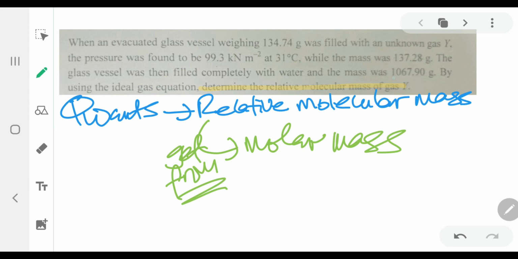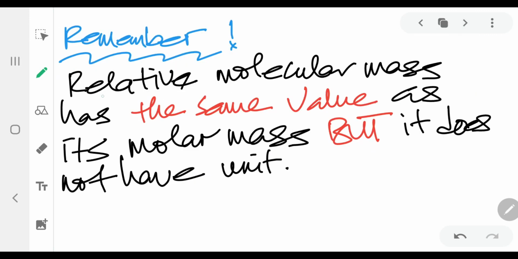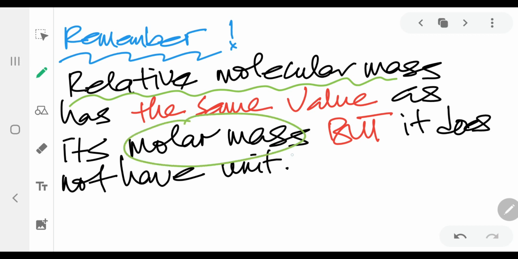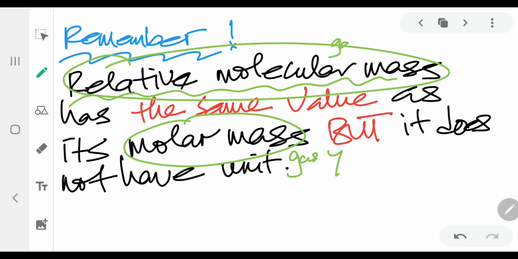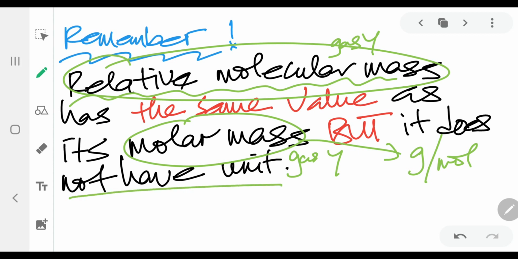So if we can calculate the molar mass of gas Y, we can know the relative molecular mass of gas Y. The reason we can do that is because relative molecular mass will always have the same value as its molar mass, given it is from the same species. So the only thing you need to modify is to get rid of the units. Molar mass has a unit of gram per mole, and relative molecular mass does not have a unit. That is the only difference.